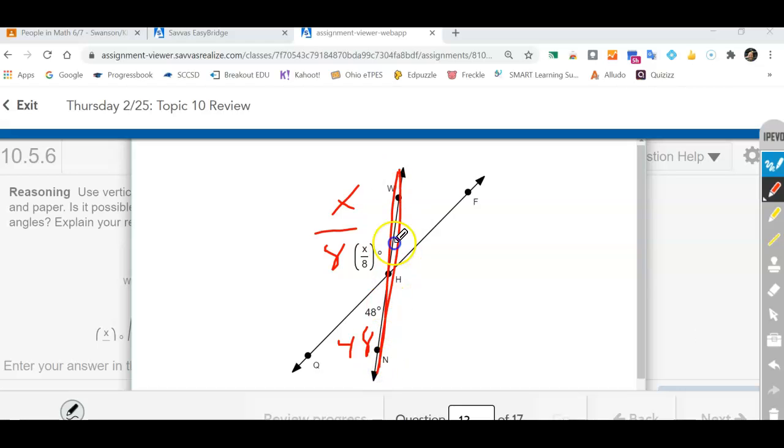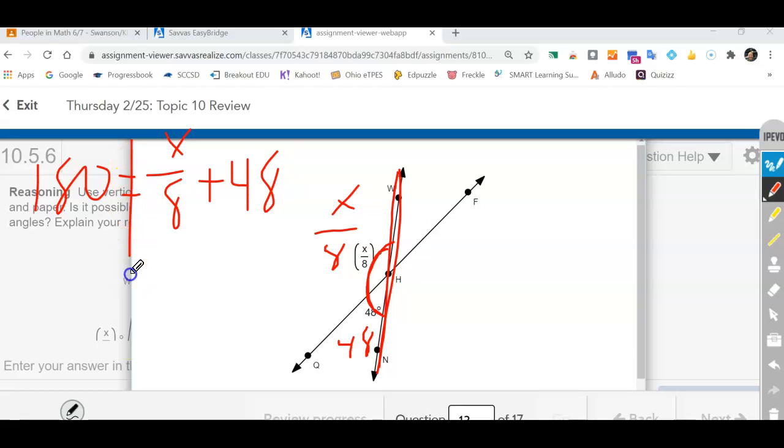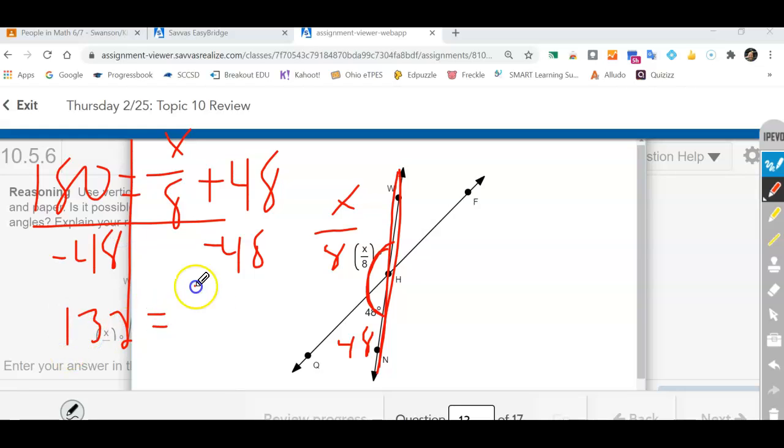We have these two angles on this side that form a straight line, don't they? So that means together they're going to equal 180. So I'm going to say x over 8 plus 48 equals 180. You set it up correctly if you did this. Now we're going to subtract 48 from both sides. That's 132 equals x over 8.